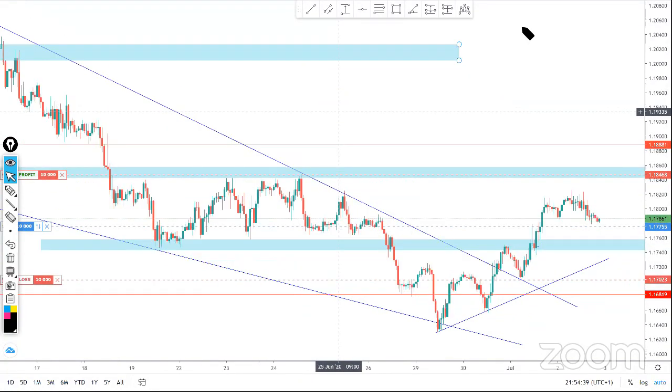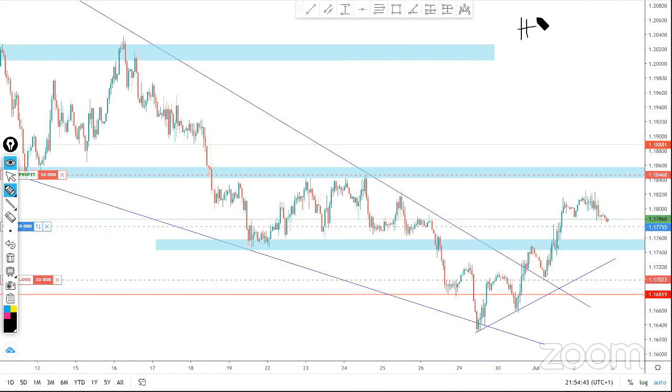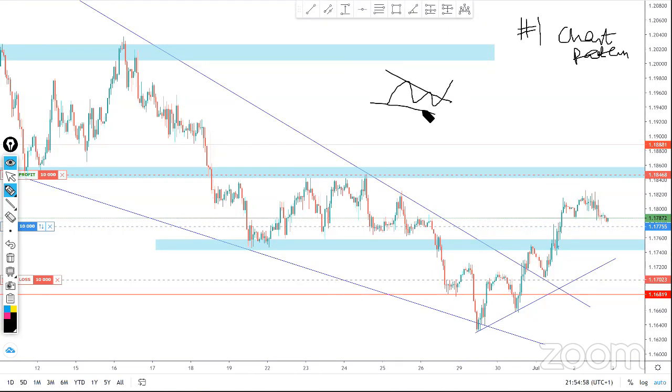Okay. Confluence factor number one: price broke through a chart pattern, which has a bullish implication. That is confluence factor number one. After the breakout, it doesn't mean you have to buy. You have to wait for a retest. And this is the breakout, this is the retest. This is confluence factor number two, that is the retest.